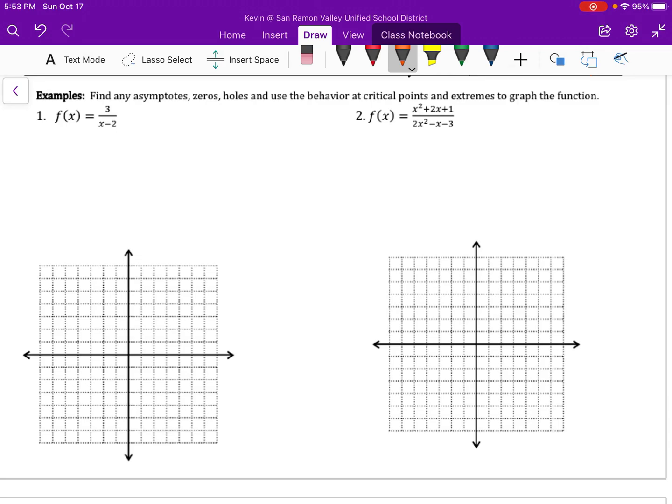All right, so this is chapter 2.6, rational functions. We're going to find the asymptotes, zeros, holes, whatever critical points we can, and the behaviors around to graph our functions. So first equation here, 3 over x minus 2, so vertical asymptote.